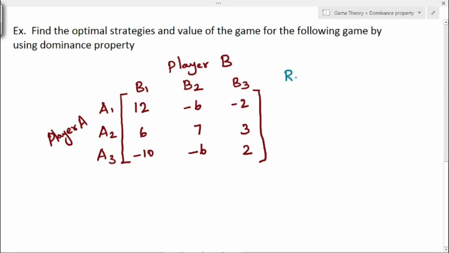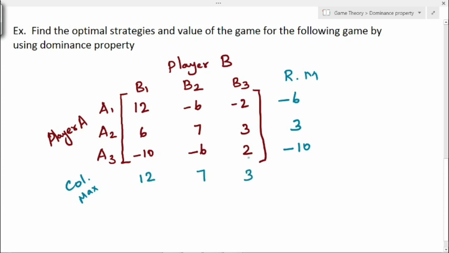First we have to find the row minimum values. This method I have already explained in my previous video. First, row-wise minimum. Consider the first row: 12, minus 6, minus 2. The minimum is minus 6. In the second row, 6, 7, 3, the minimum value is 3, and in the third row the minimum value is minus 10, minus 6, so the minimum is minus 10. Next, the column-wise maximum value, that is column max. The maximum value here is 12, here 7 and here 3.